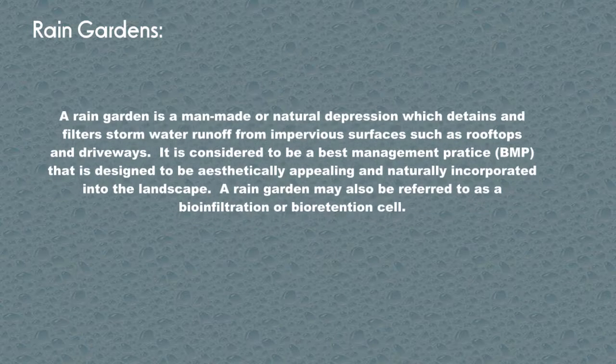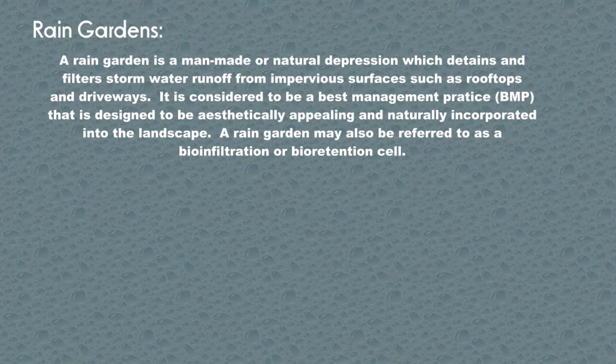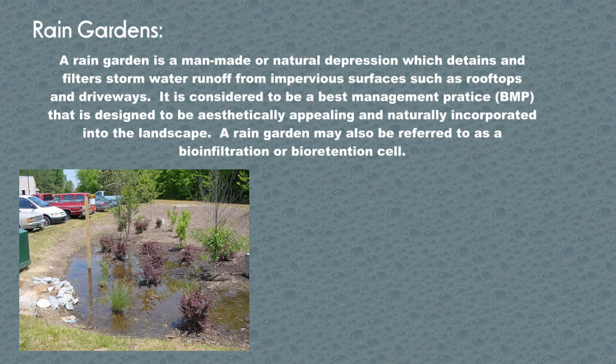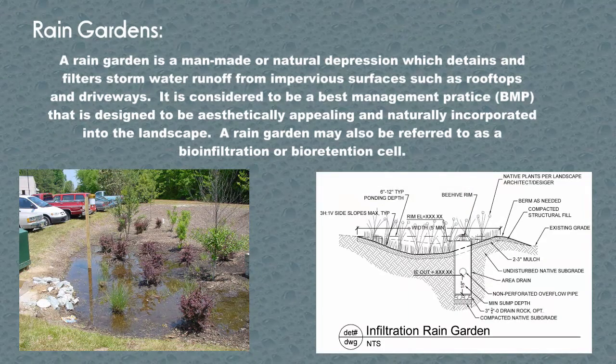A rain garden is a man-made or natural depression which detains and filters stormwater runoff from impervious surfaces, such as rooftops and driveways. It is considered to be a best management practice that is designed to be aesthetically appealing and naturally incorporated into the landscape. A rain garden may also be referred to as a bioinfiltration or bioretention cell.